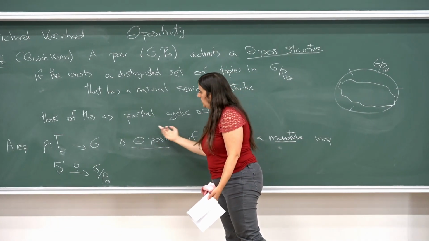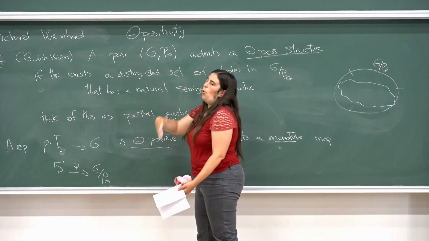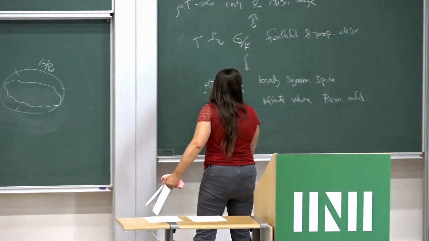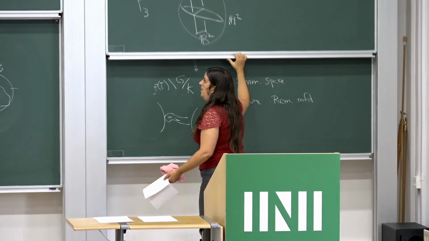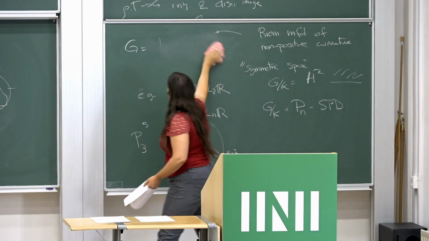And so what we prove is that theta positive representations are open and closed. There are two parts, and they are very different from each other. And I want to tell you something about why they are closed.